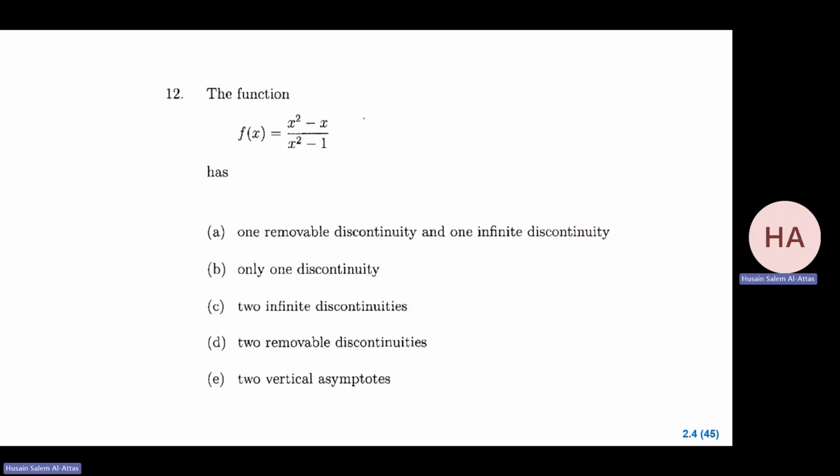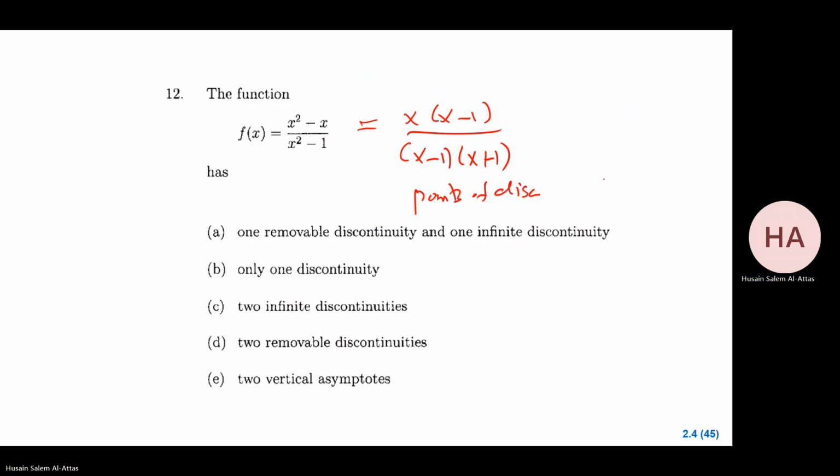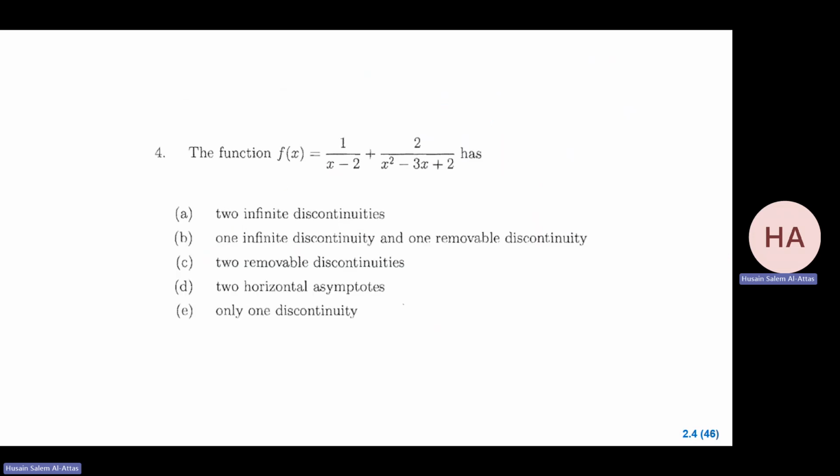Same thing here. That will be (x − 1) over (x − 1)(x + 1). What are the points of discontinuity? Very clear. x = 1, x = −1. This and this is cancelled. So at 1 I have removable, since the limit exists. At −1 I have not removable. I actually have infinite, since it goes to infinity. So it would be like this.